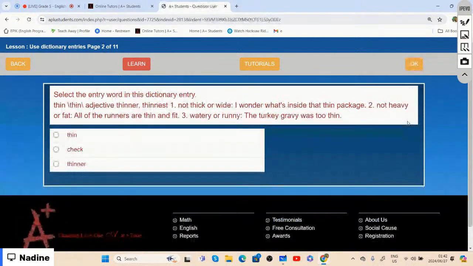Well done. Select the entry word. What is the word? They're giving us the meaning of the word. Is the word thin? Is the word thinner?